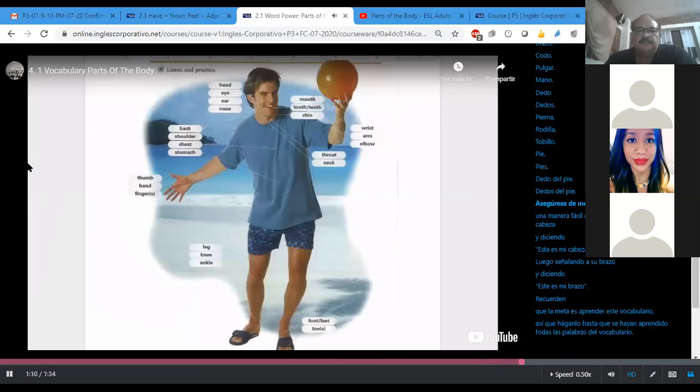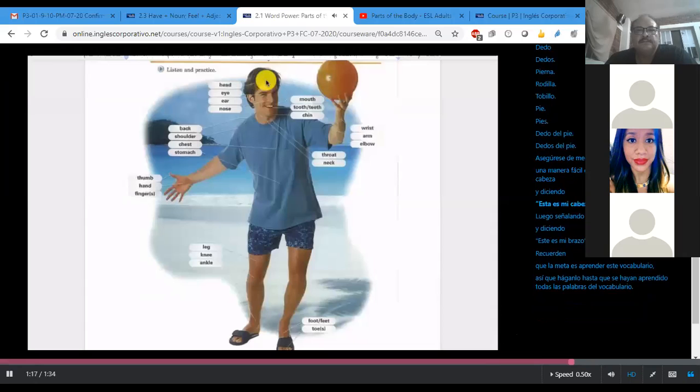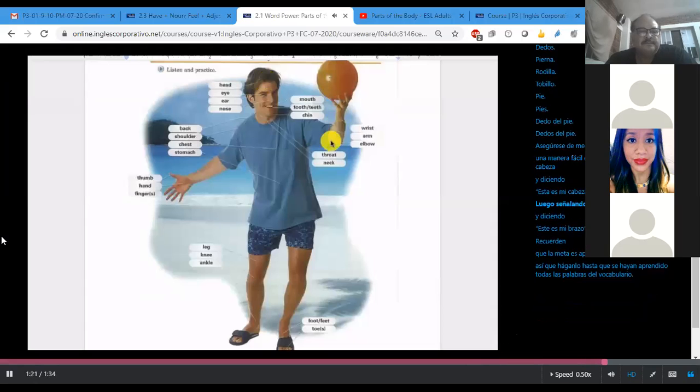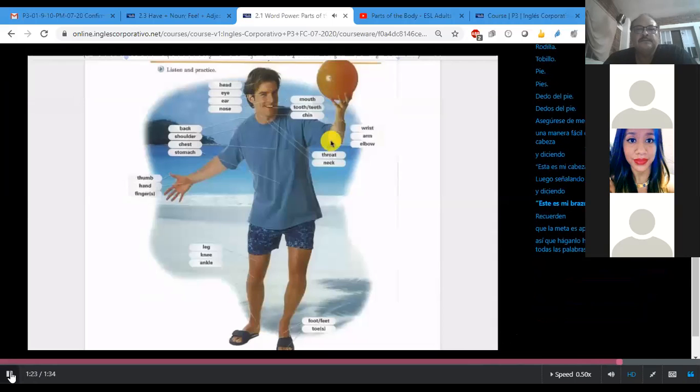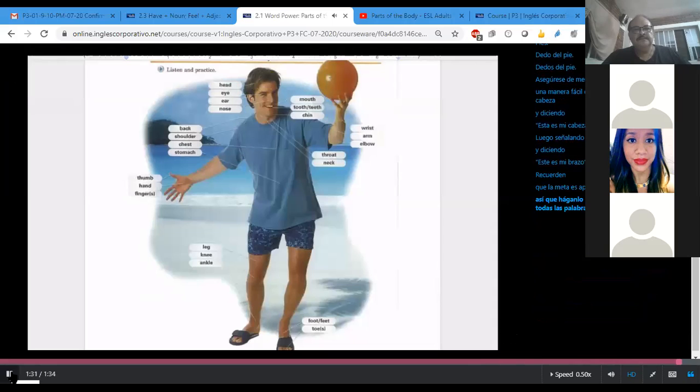Make sure that you memorize this vocabulary. An easy way to do this is by pointing to your head and expressing, "This is my head." Then pointing to your arm and saying, "This is my arm." Remember, the goal is to learn this vocabulary. So do this until you have learned all the vocabulary words.